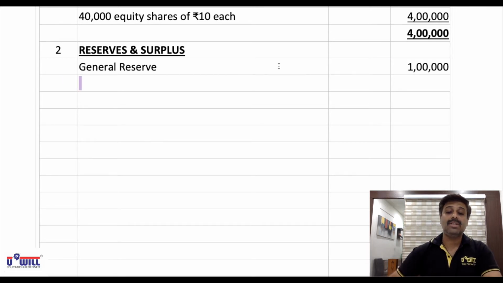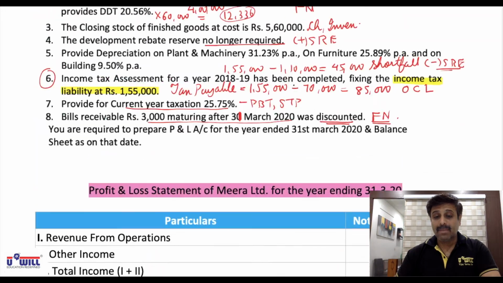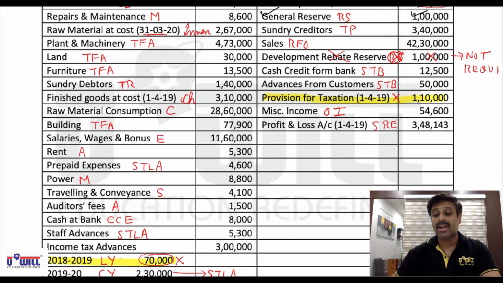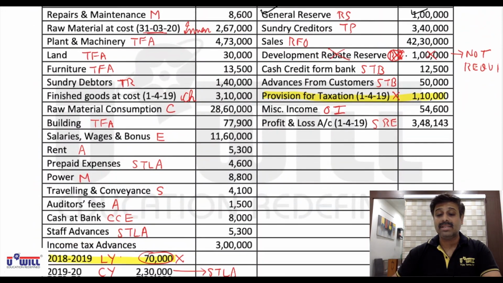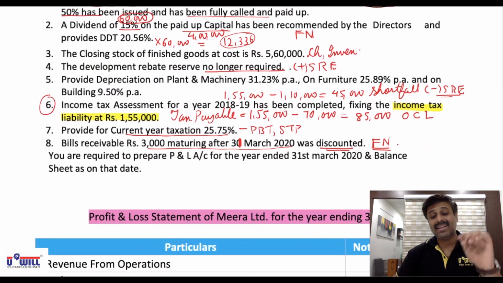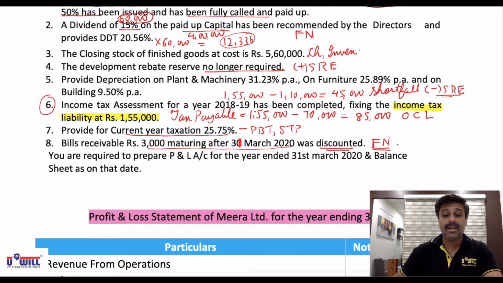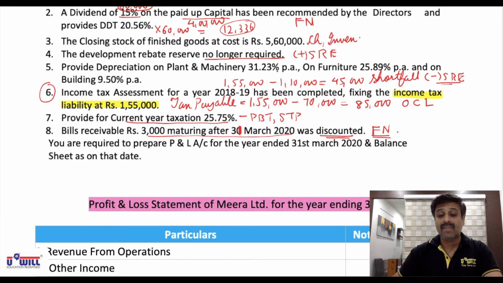Then after general reserve, development rebate reserve we did mark, but it is not required, so now it will not appear in reserves and surplus. And normally we subtract the reserves from statement of retained earnings, but here since it is not required, we are going to add it in statement of retained earnings. When we come to statement of retained earnings, we will see that.